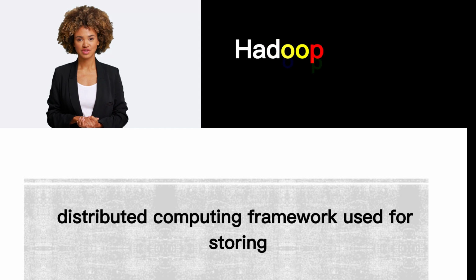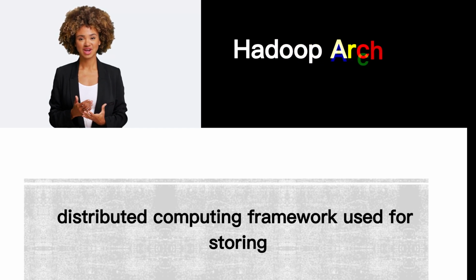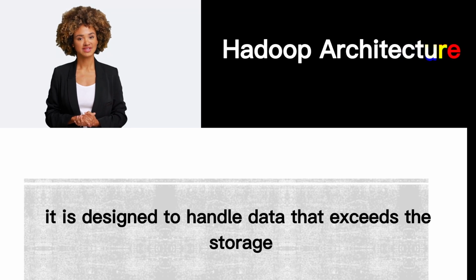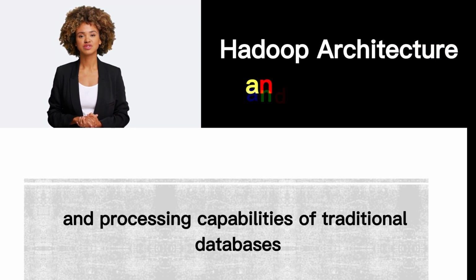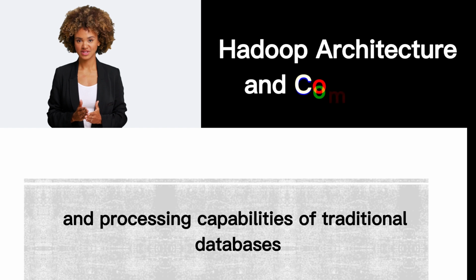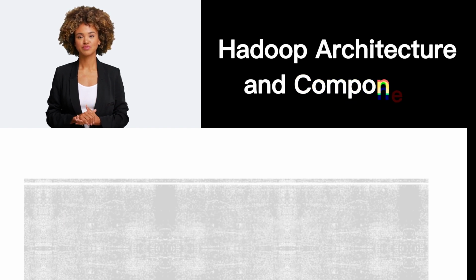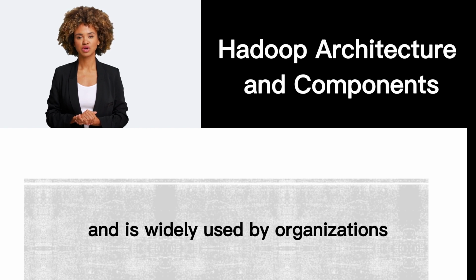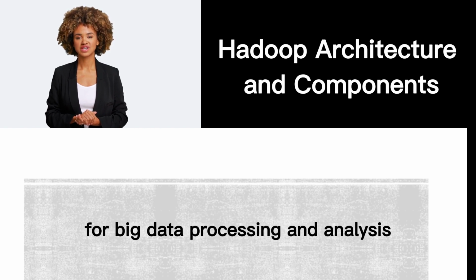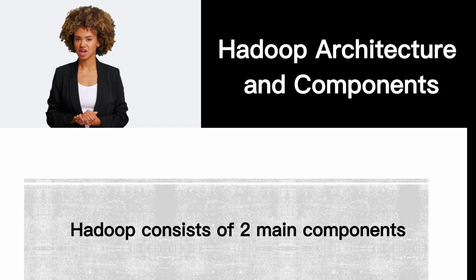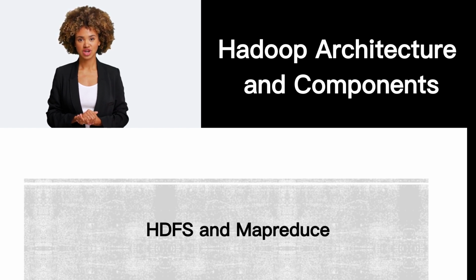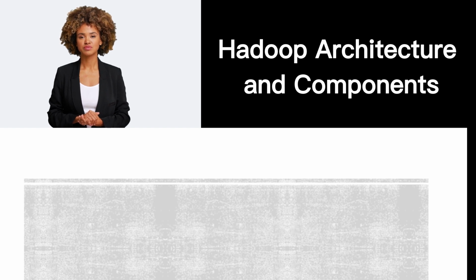Introduction to Hadoop. Hadoop is an open-source distributed computing framework used for storing and processing large and complex data sets. It is designed to handle data that exceeds the storage and processing capabilities of traditional databases and storage systems. Hadoop was developed by the Apache Software Foundation and is widely used by organizations for big data processing and analysis. Hadoop consists of two main components: Hadoop Distributed File System, HDFS, and MapReduce.